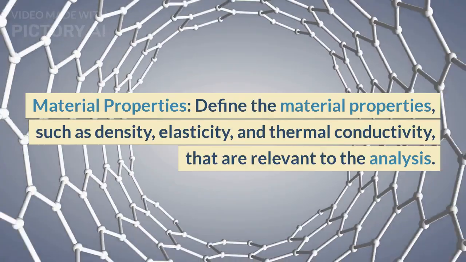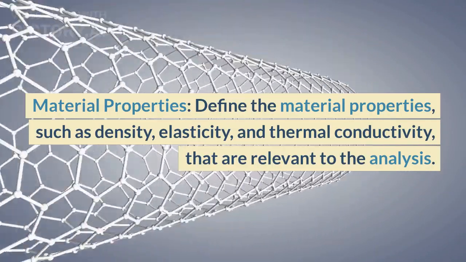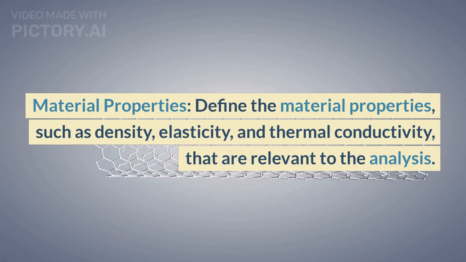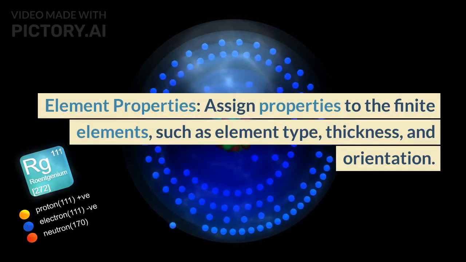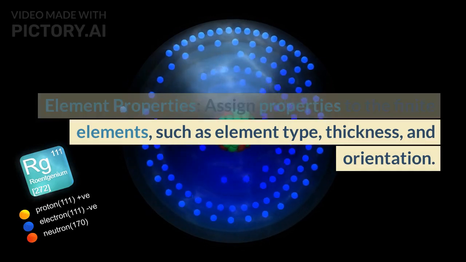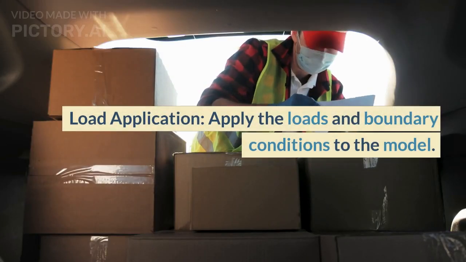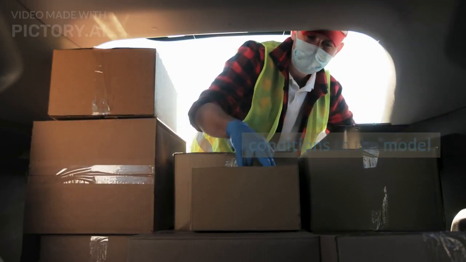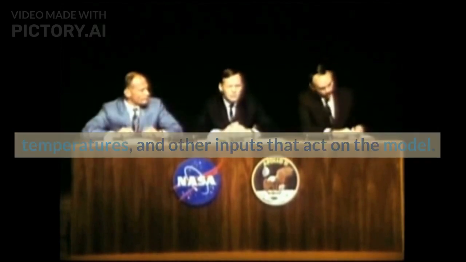Material properties. Define the material properties, such as density, elasticity, and thermal conductivity, that are relevant to the analysis. Element properties. Assign properties to the finite elements, such as element type, thickness, and orientation. Load application. Apply the loads and boundary conditions to the model. This involves specifying the forces, pressures, temperatures, and other inputs that act on the model.